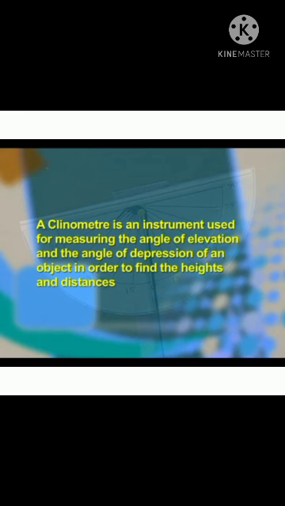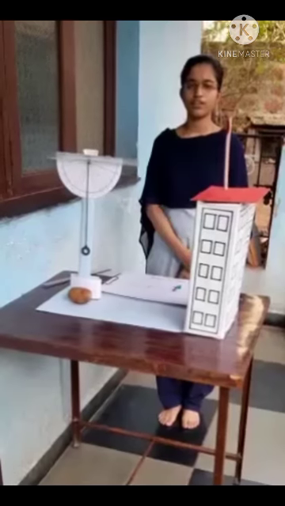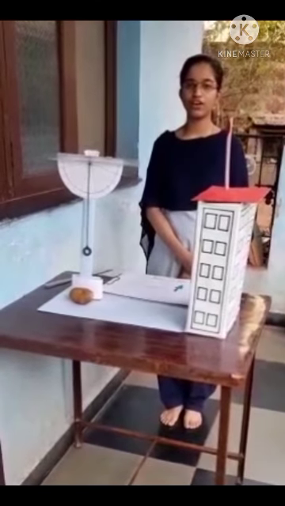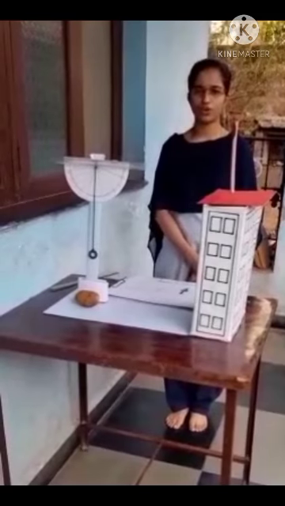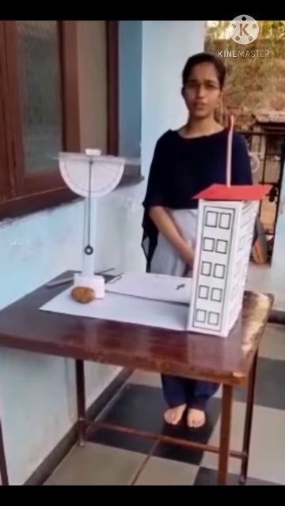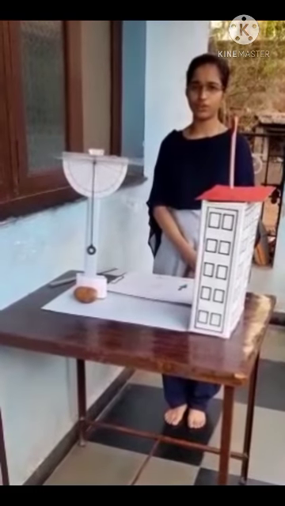A clinometer is an instrument used for measuring the angle of elevation and angle of depression of an object in order to find heights and distances. We can also find the angle of elevation by using the inclinometer. The angle of elevation of an object is the angle between the horizontal and the line of sight of an object.